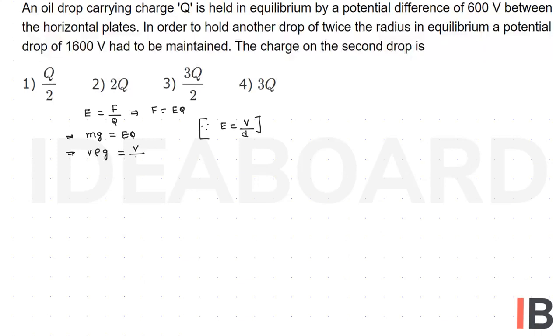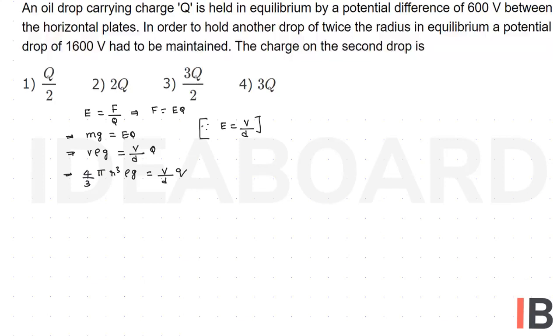Mass is equal to volume into density, so mass into g is equal to potential by distance into Q. Volume is nothing but 4/3 pi r cube. So 4/3 pi r cube rho into g is equal to V by D into Q.